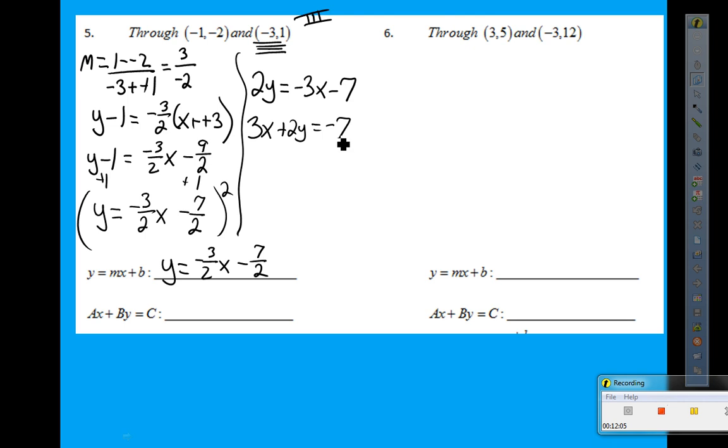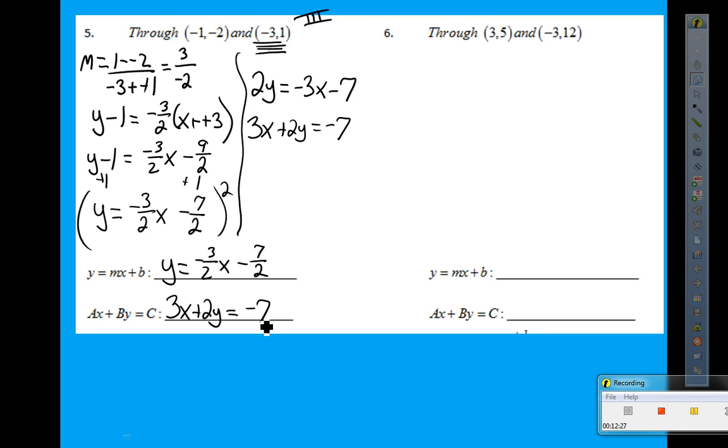Now let me make sure it's in standard form. There's the x, there's the y, there's the constant. The a value is positive. No number goes in between any of them. And there's no decimals, no fractions. So in standard form, 3x plus 2y equal negative 7.